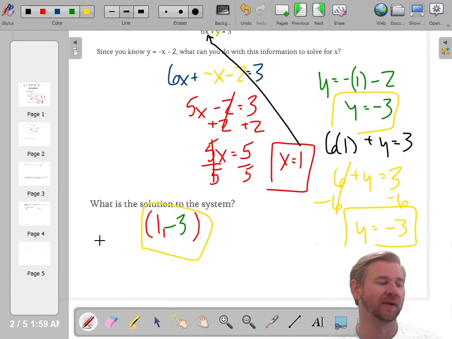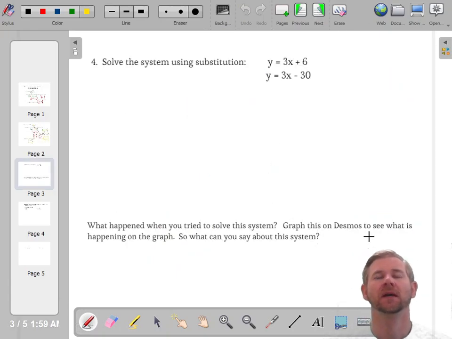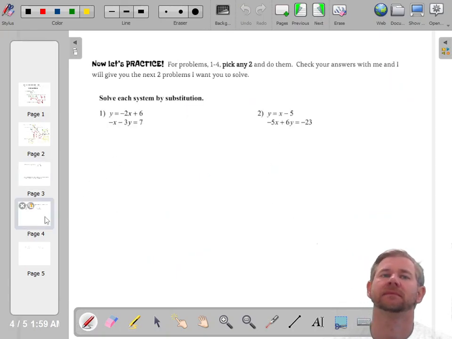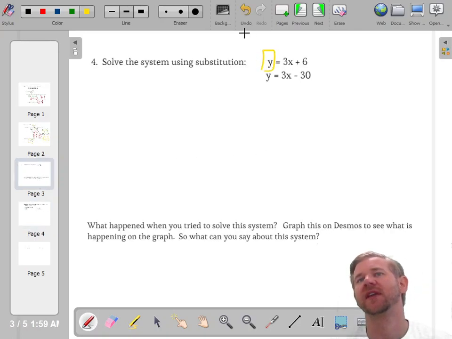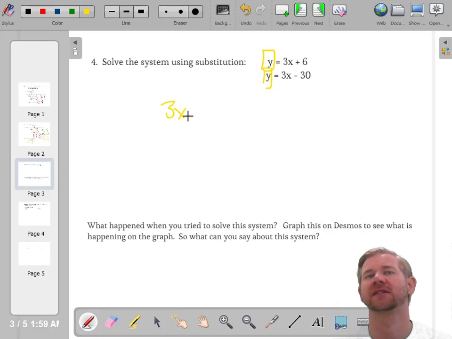So that's a little fancier. Let's try another one. Wait a minute. I think I know what's going to happen here. If this is what y equals, then I'll come in the other equation and write what y equals. Instead of writing y, I'm going to put 3x plus 6 equals 3x minus 30.